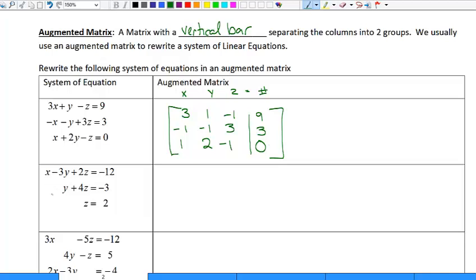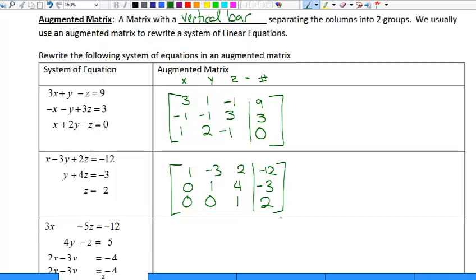On our next problem, notice I have some missing variables here. In the first equation, my x has a coefficient of 1, my y has a coefficient of -3, my z has a coefficient of 2, and my number on the other side of the bar is 12. For the x coefficient in the second equation, there is none, so I have to put something there. I'm going to put a 0. The coefficient of y is 1, the coefficient of z is 4, equals -3. On the last equation, all I have is a z, so the coefficient of z is 1, so I can go ahead and put that in the z column, and the x and the y have zeros. And that would be my augmented matrix.